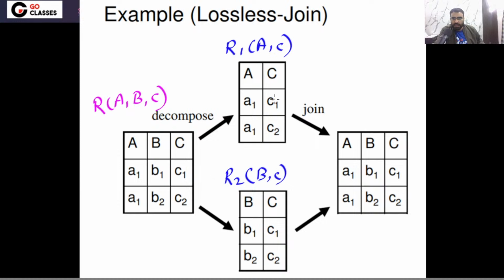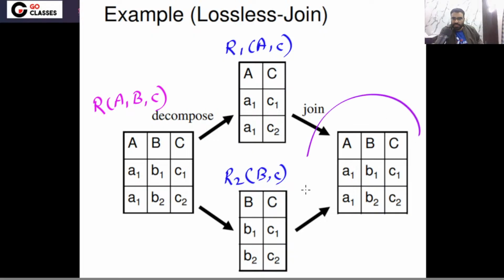Now if you do the natural join of these decomposed relations, what will we get? Let's do the natural join. Remember, to do the natural join we look at the common attribute. In these two relations the common attribute is attribute C, the attribute with the same name. When we do the natural join, we combine the tuples of R1 with tuples of R2 such that the tuples are equal in the common attribute. This tuple has attribute C value equal to C1, and in this tuple also the value of C is C1, so this tuple will combine with this tuple, and this tuple will combine with this tuple. Very simple.